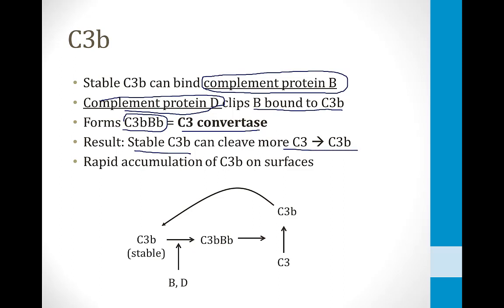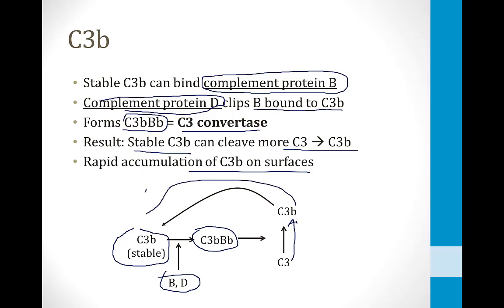The result is a rapid accumulation of lots of C3b on surfaces, and I've drawn a picture of this down here to help you understand. Once you get some stable C3b via the alternative pathway, proteins B and D can make that C3 convertase right here, which converts C3 into C3b, and then you get a positive feedback loop.